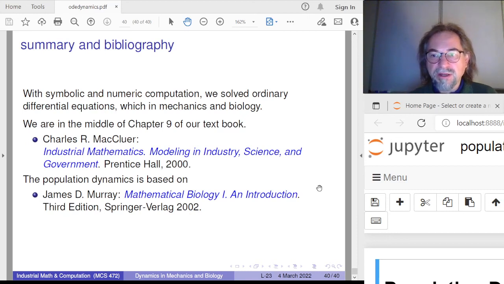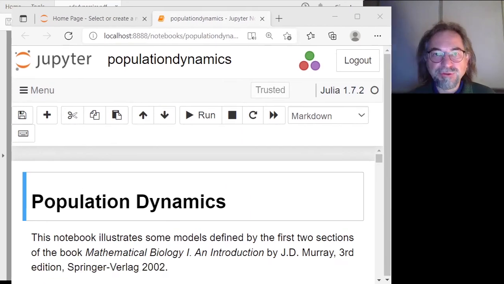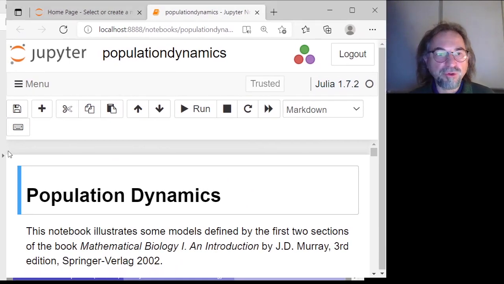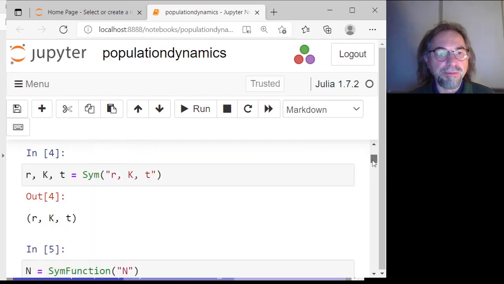Okay, summary. I'm almost up. In this lecture we combined symbolic and numerical computation to study models in mechanics and biology, models that use ordinary differential equations. By now we are in the middle of our textbook chapter 9, and a large part of this lecture is based on mathematical biology. I have 1 minute left to switch to the Jupyter notebook, and that might be enough just to indicate a little bit what the problems were.